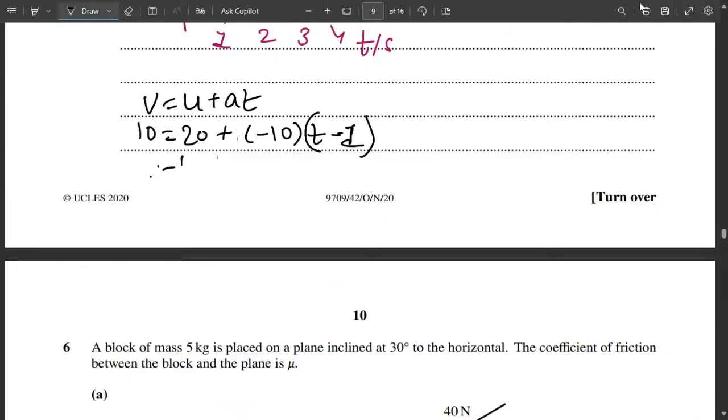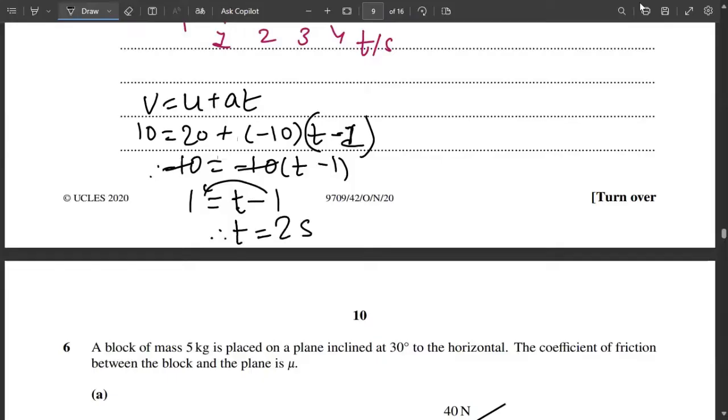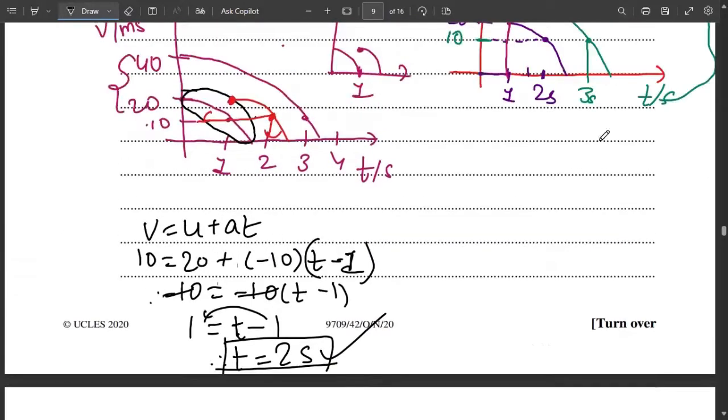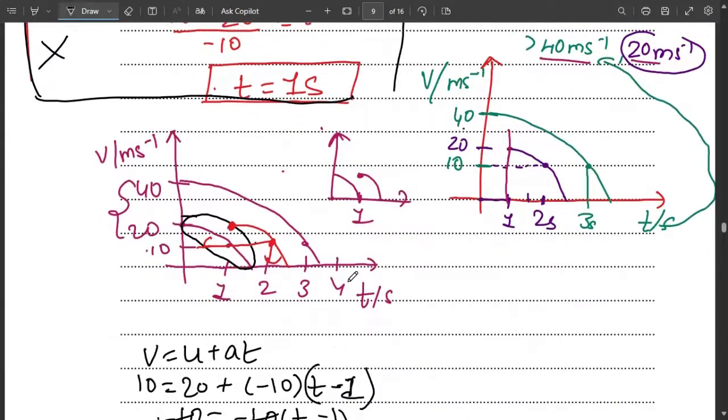First, this will become 10 equals 20 minus 10 times (t minus 1). 20 minus 10 will cancel out to become 10 equals minus 10 times (t minus 1), so 1 is equal to t minus 1. And this minus 1 will go there to become plus 1. Therefore, t equals 2 seconds. Now we have the correct answer. What is the correct answer? 2 seconds. That means the speed will become 10 at 2 seconds. But what was the change we did?